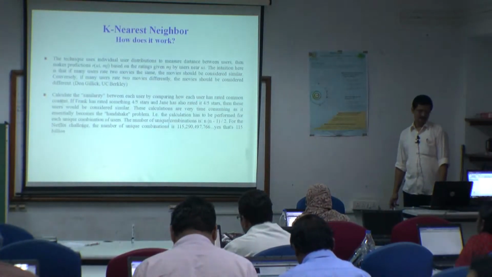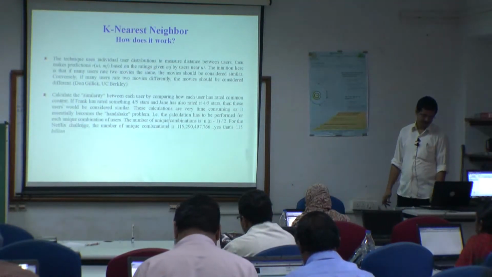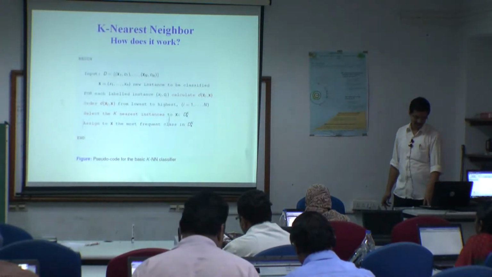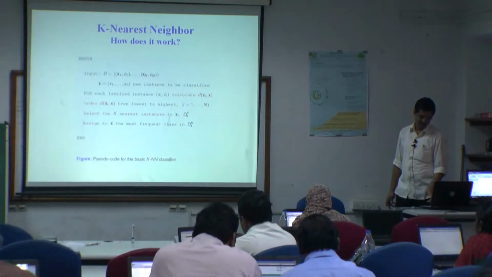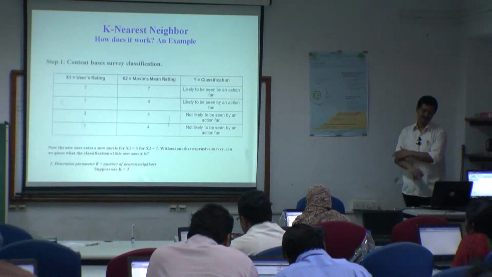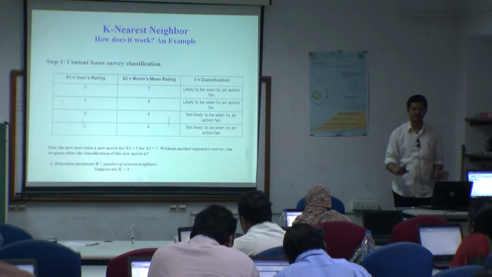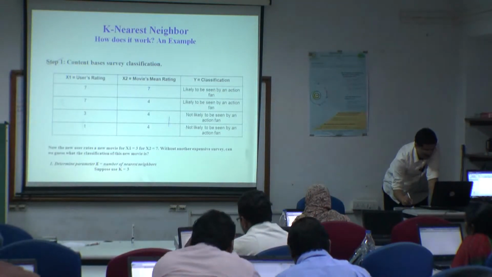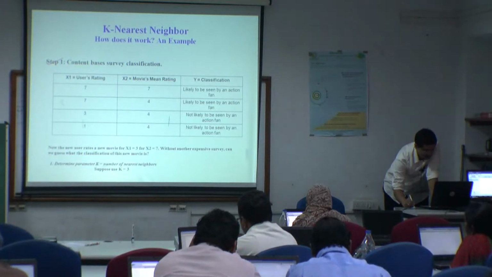Now, the k nearest neighbor based collaborative filtering algorithm, how does it work? So instead of going into details about what k nearest neighbor is, I already discussed the algorithm to get the k nearest neighbors. I will just go through an example of how it works with a given data set. Okay.